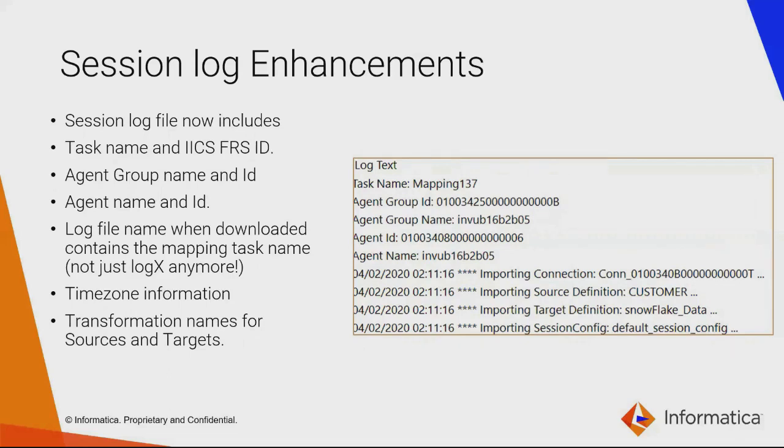Some of these enhancements now include, we have made it a little bit verbose, so you can identify very easily the agent, the task, the name and IDs and everything that are there. We've also added time zone information to the session log, and there is also additional information on the transformations whenever there is a transformation error in the session log.